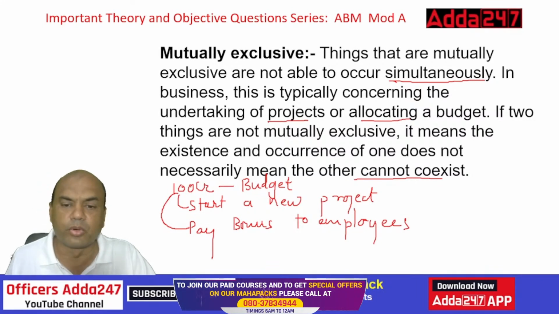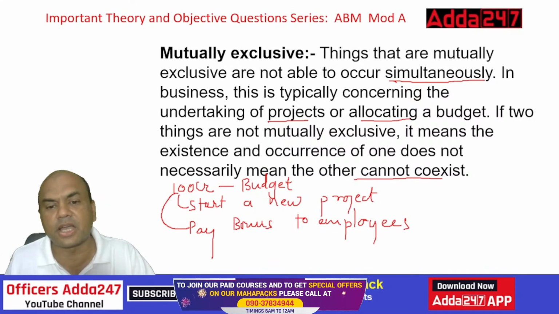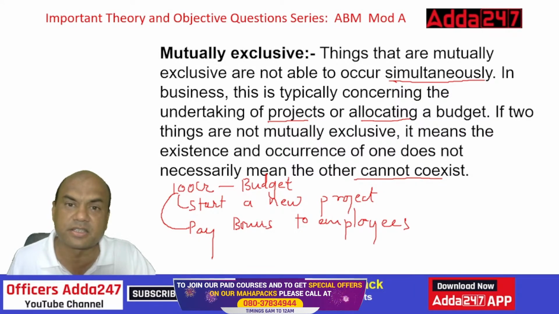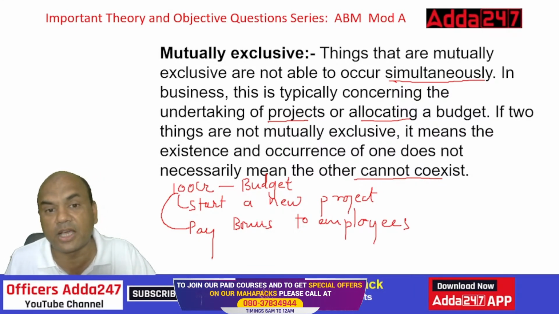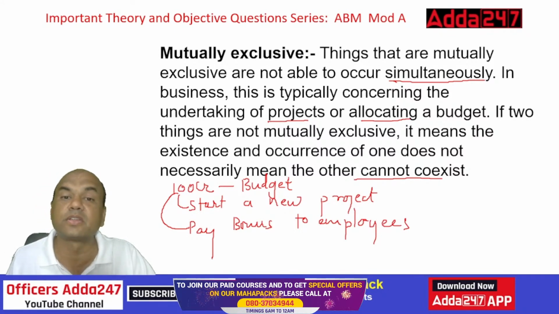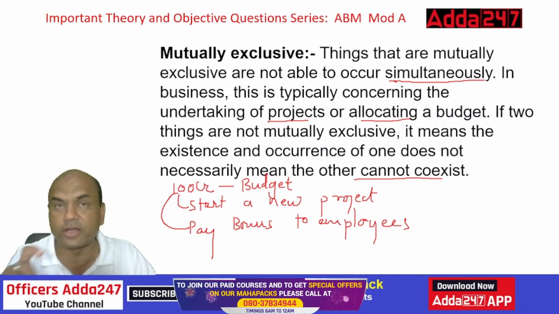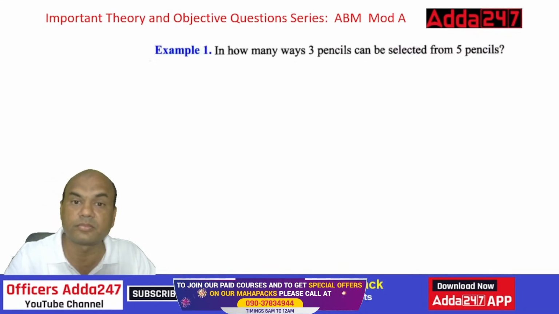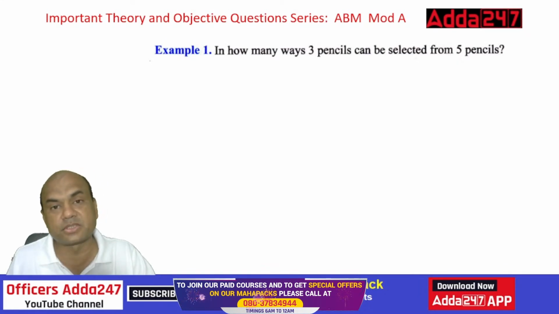Here, bonus to the employees is a regular feature. Starting a new project is a regular feature. So it doesn't mean that these two do not coexist. They exist. But I don't have funds. I have funds for only one project today. So either I can do this or I can do this. So this is known as a mutually exclusive event. Okay. Very important one. Now let's see some examples, numericals.